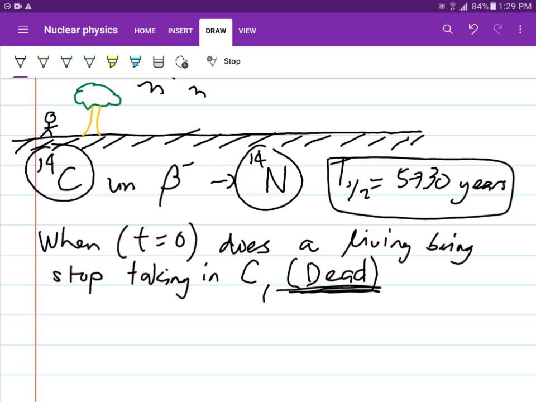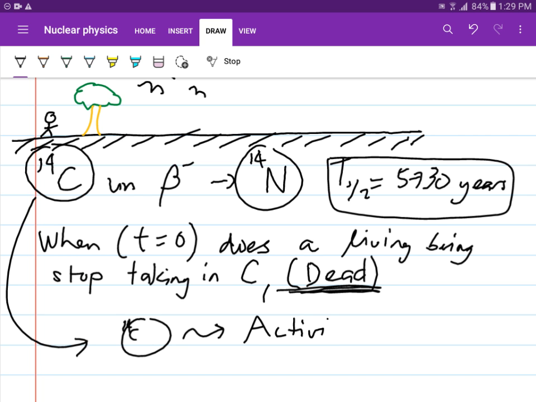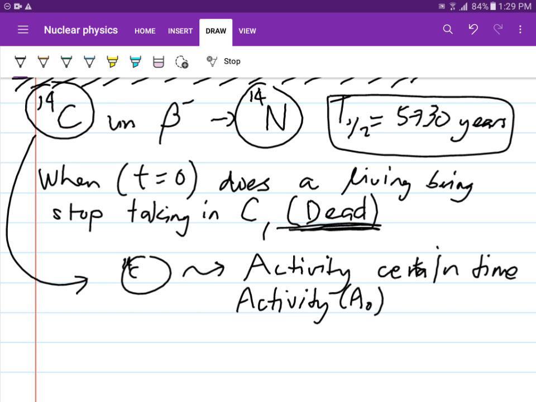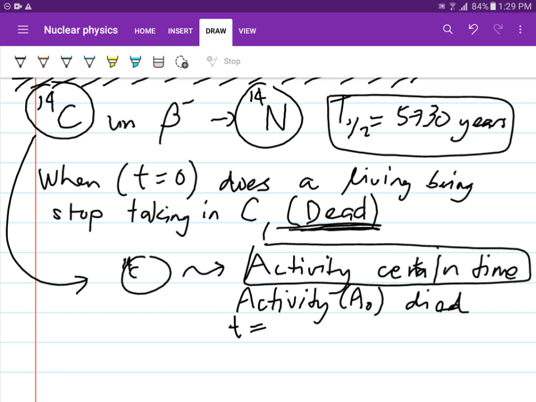When a living being is already dead, its carbon-14 decays, and we can measure the amount of activity. So we measure the activity at a certain time, and if we compare it with the activity when the living being died, we can measure the time interval between the two. So that is the process of carbon dating.